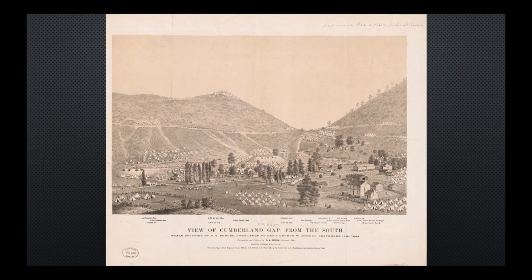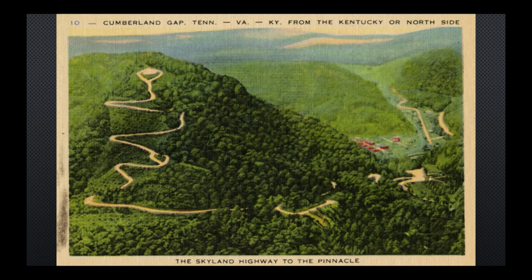Here's another one, also from the Civil War era, that has a few more features. You can see the encampments of the Union occupation forces and all the tents. And the gap is very, very clear here, whereas it's not quite as clear on the other one. And then here's one of these postcards from the mid-20th century where you have your meandering road that goes to the top as an overview. But then you can see where the gap is off to the right.